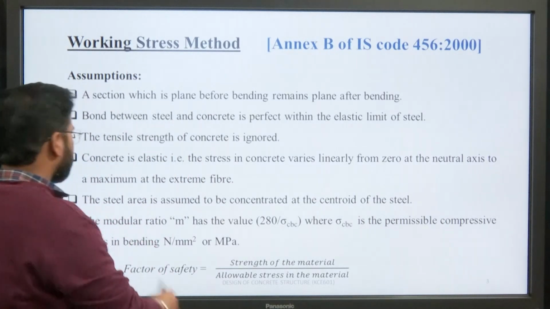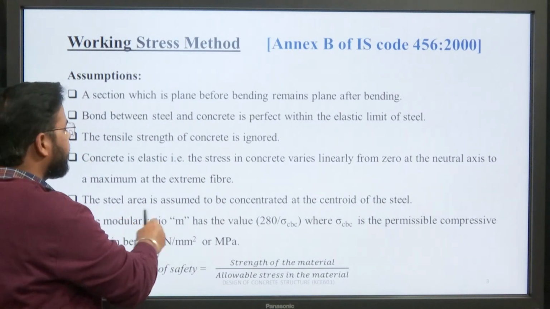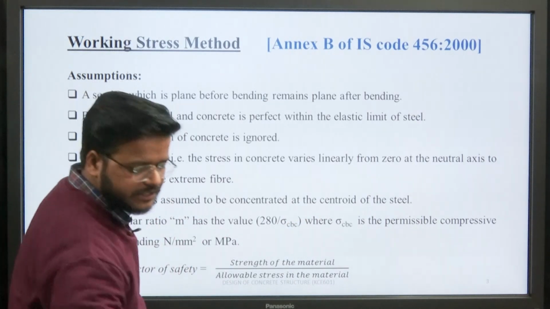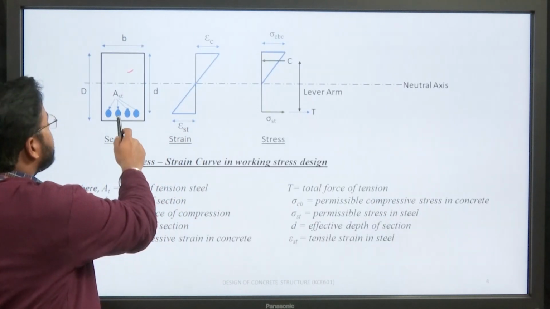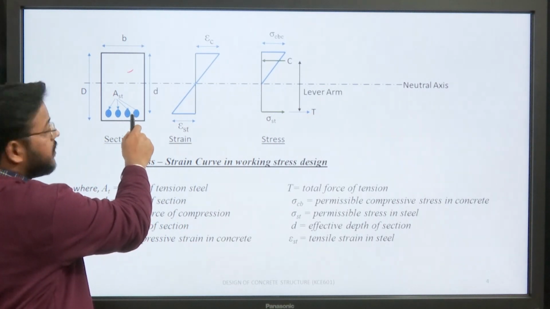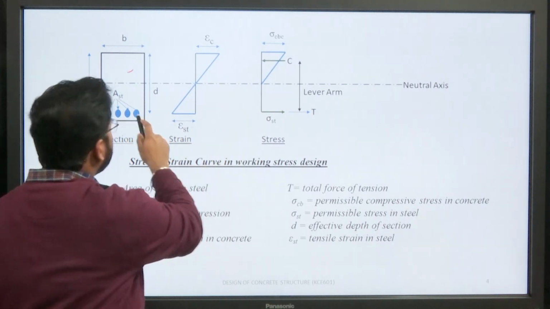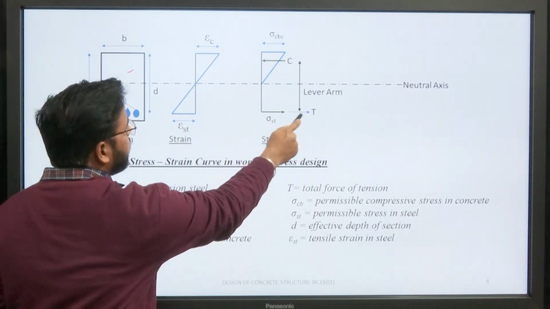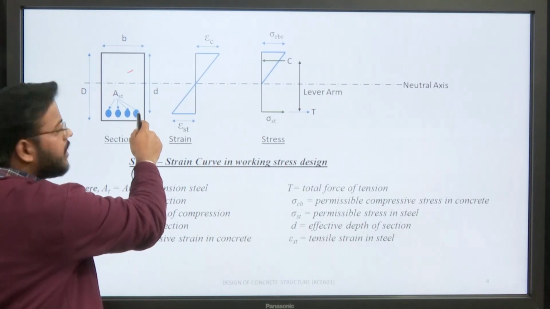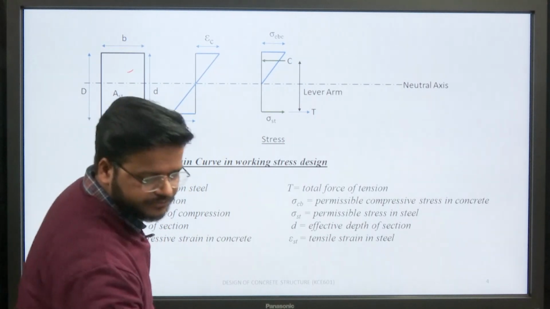The next assumption is that the steel area is assumed to be concentrated at the centroid of the steel. Like you can see that the steel section is concentrated, and the stress in this steel is concentrated at the centroid of the steel, that is T. The stress is sigma ST, at the centroid of the steel.